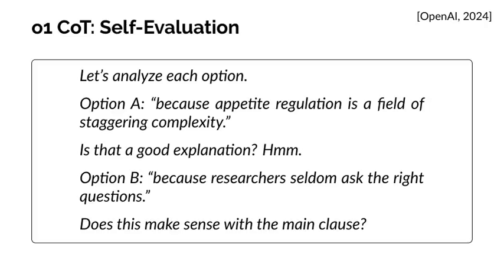A final ability we see is something like self-evaluation. Here we see it say, "let's analyze each option." It then specifies the options it might want to consider, and it asks itself, "is that a good explanation?" The answer is a bit informal. It says no, and then goes on to the next option itself. But again, this is an ability that can be used by the model in order to explore different possibilities and determine which ones might make sense.